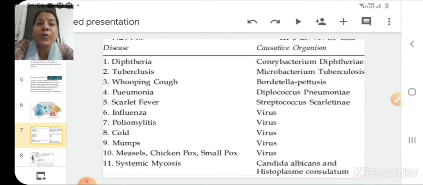Here are a few more examples of different types of diseases which spread through air. These are diphtheria, tuberculosis, whooping cough, pneumonia, scarlet fever, influenza, poliomyelitis, cold, mumps, measles, chickenpox, smallpox, and systemic mycosis.